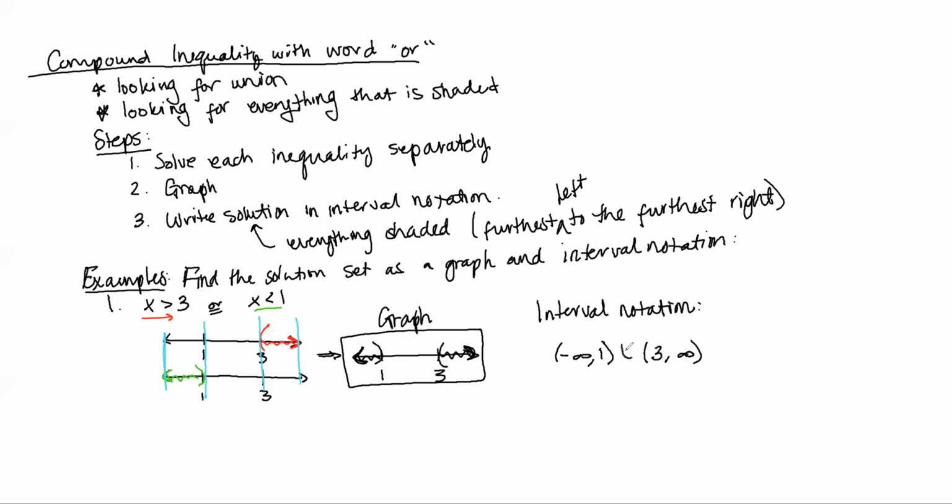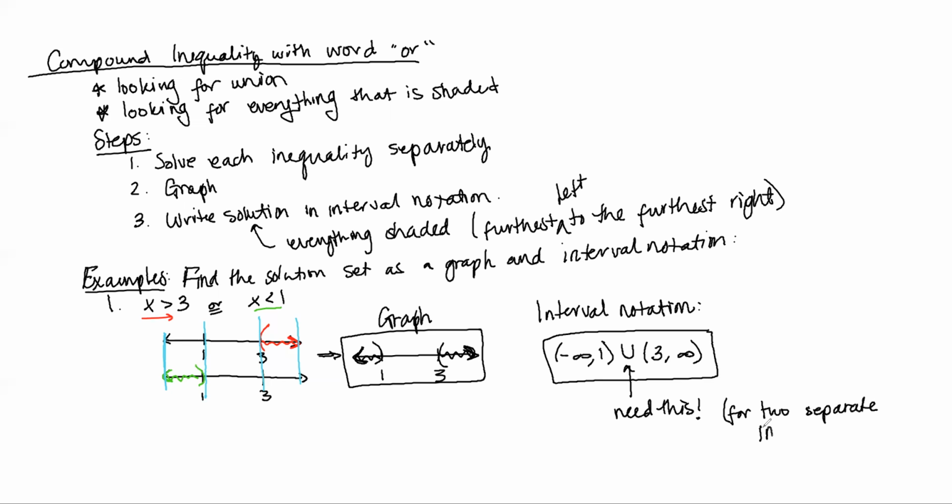We're going to put a union in between. This is the only time you'll actually use one of these symbols when you're looking at inequalities. It joins those two together. It's saying the solution set is the interval over here and the interval over here. But make sure you put that U in between, and that's only used when you have two separate intervals. So it's for two intervals that don't overlap at all.